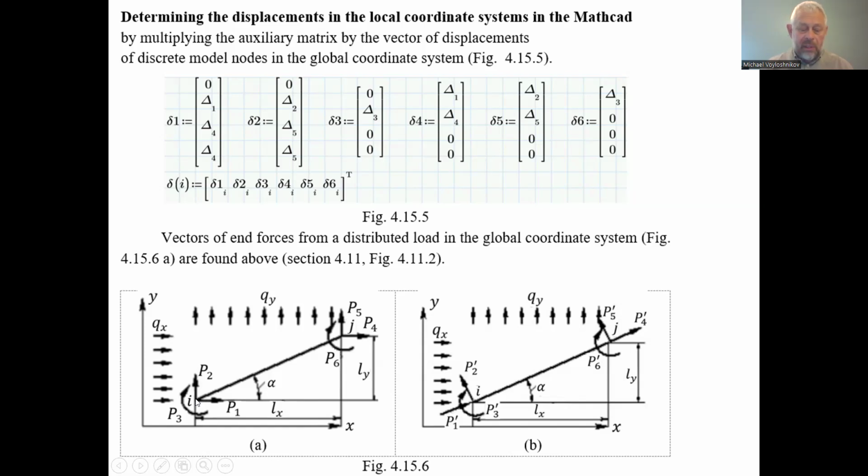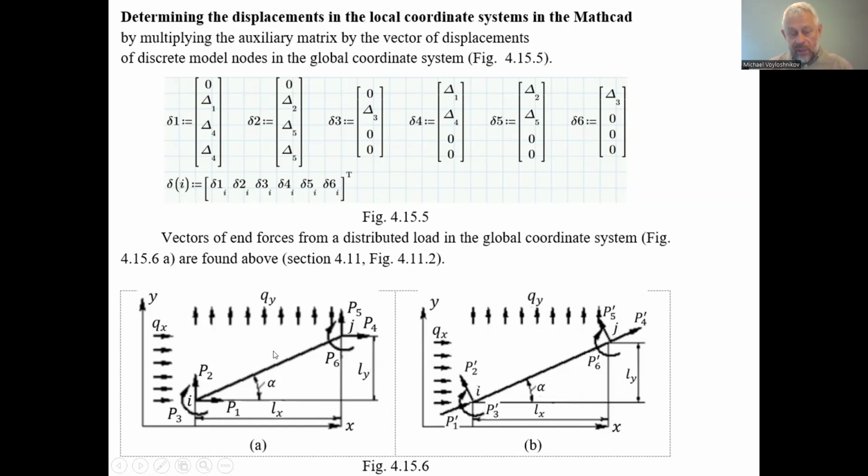Efforts are applied to the beginning and to the end of the rod finite element, instead of the application of distributed force as in the method of the finite element. We have to consider the external load only applied to the nodes. So we have to find the equivalent nodal forces for the distributed load.